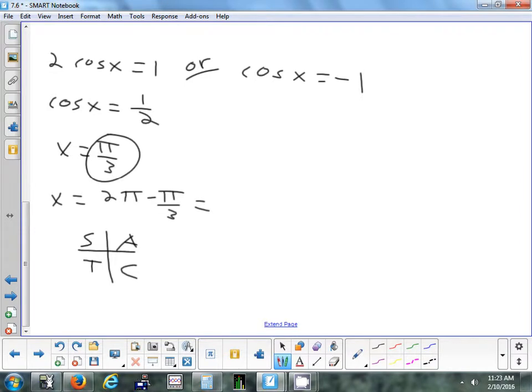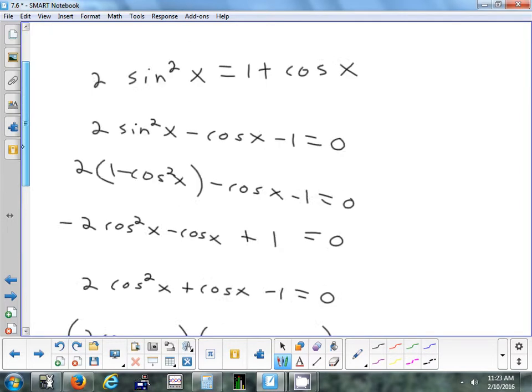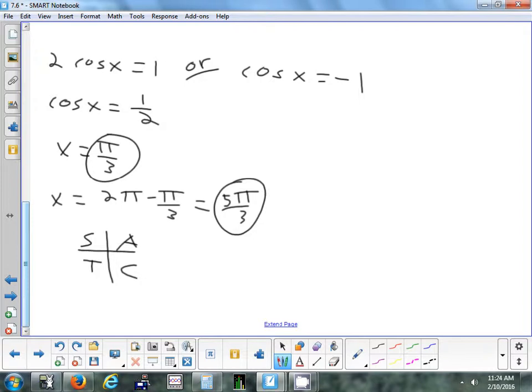Now, do whatever is quicker for you. If it's quicker in your head to think, all right, that's 360 minus 60. It's 300 degrees. We just need that in radians. 5 pi over 3. If pi over 3 is 60, and you multiply 60 by 5, that would give you 300. Right? When I'm done, I'm going to check to make sure these answers fit whatever criteria they asked for. In this case, all solutions within one period. Okay, I'll check that at the end.